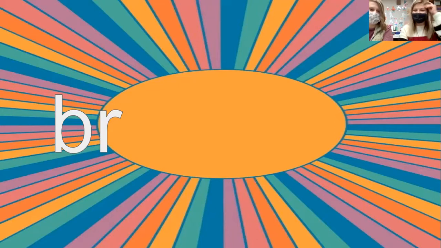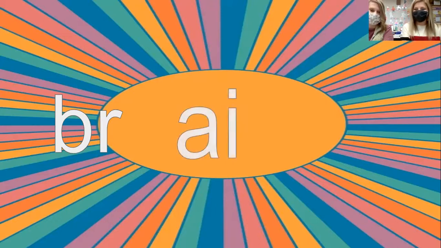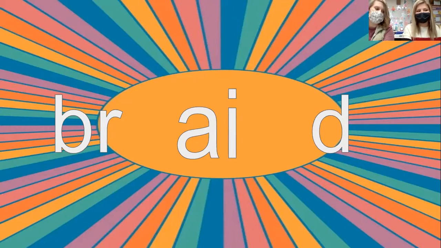And we heard the A sound, and it is in the middle of the word. So we need to use the A-I vowel team. And then the very last sound in that word was D. And we know that D is made with the letter D. Go ahead and write braid on your lesson dictation paper and rewrite it on your rewrite line. If you need to pause the video, go ahead and do so now.